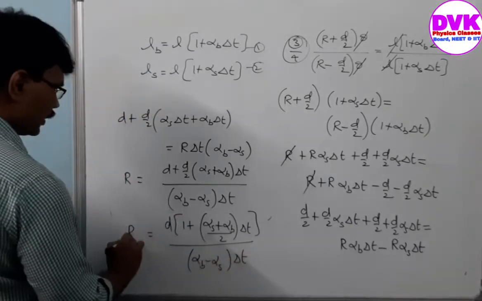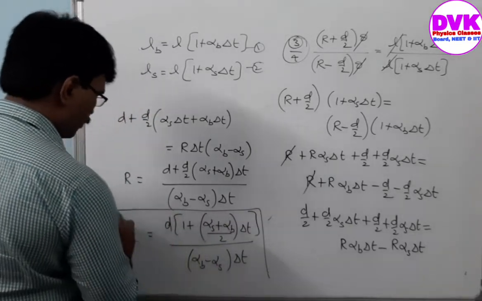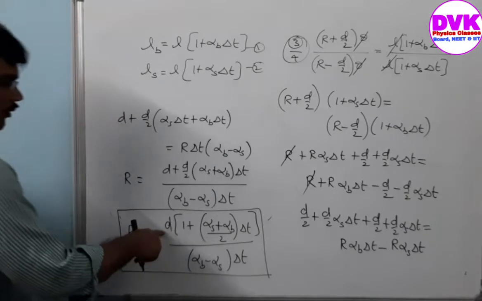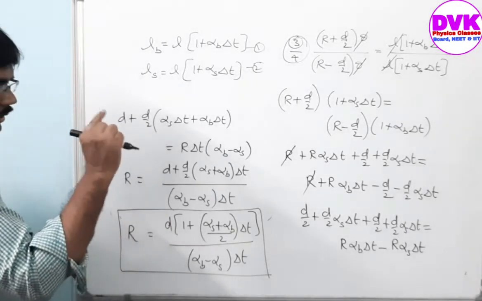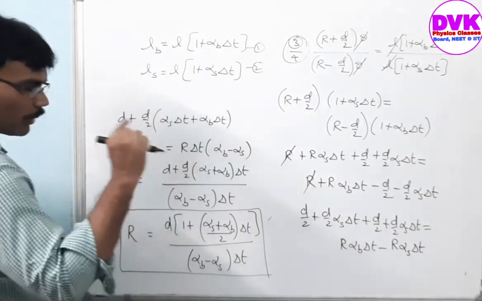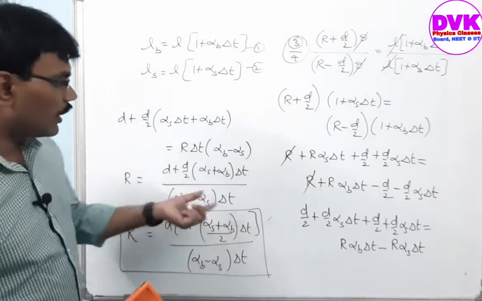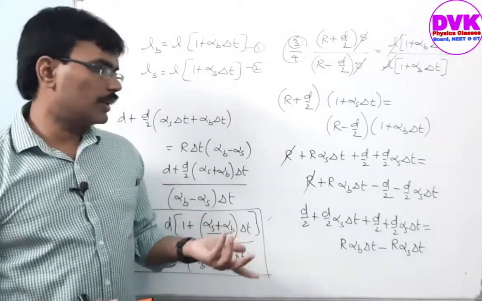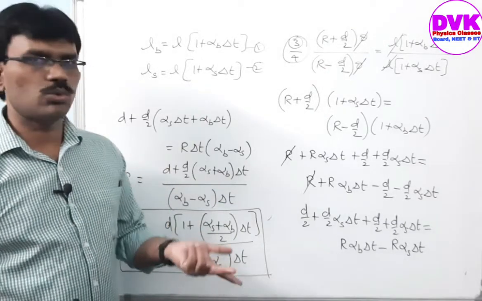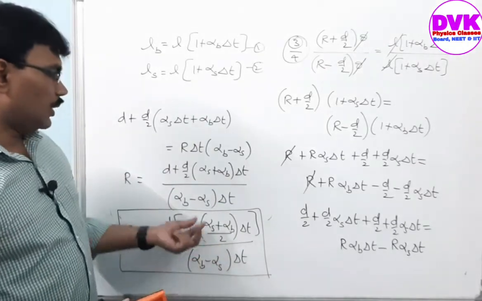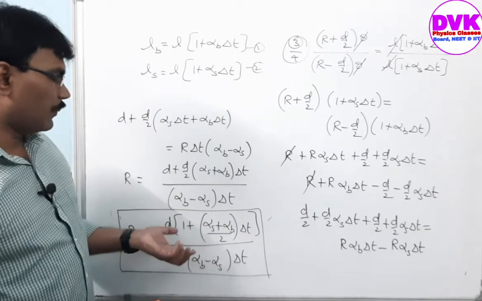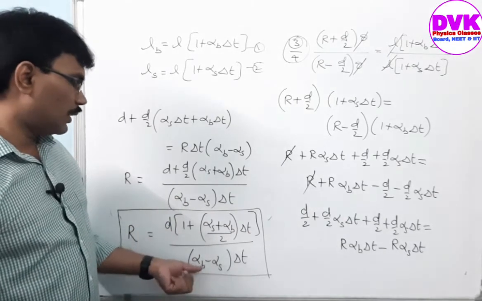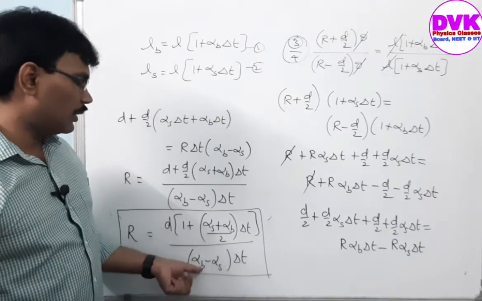So this is the radius of curvature of the bimetallic strip, where d is the thickness of each metal in the strip, and alpha s, alpha b are their expansion coefficients. See here, for our understanding I have taken alpha s and alpha b values, but in practice the bimetallic strip can be made of any two metals. Okay, so let us generalize it.